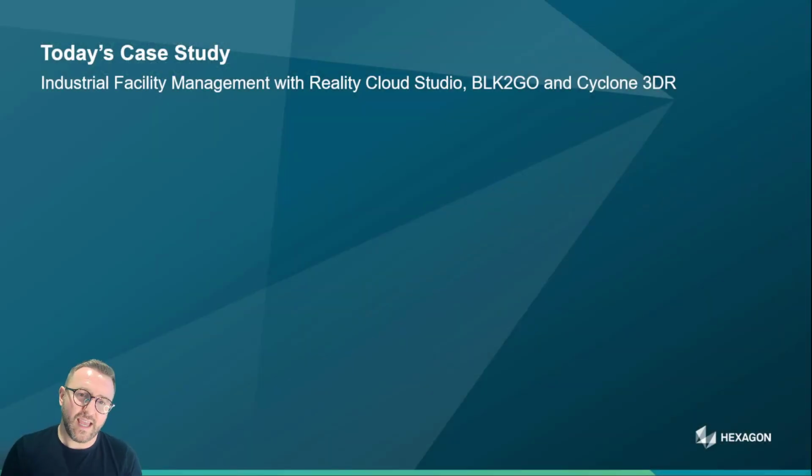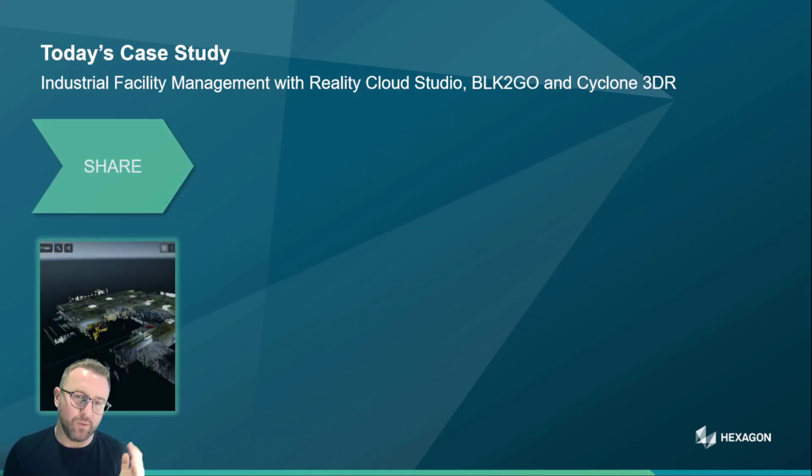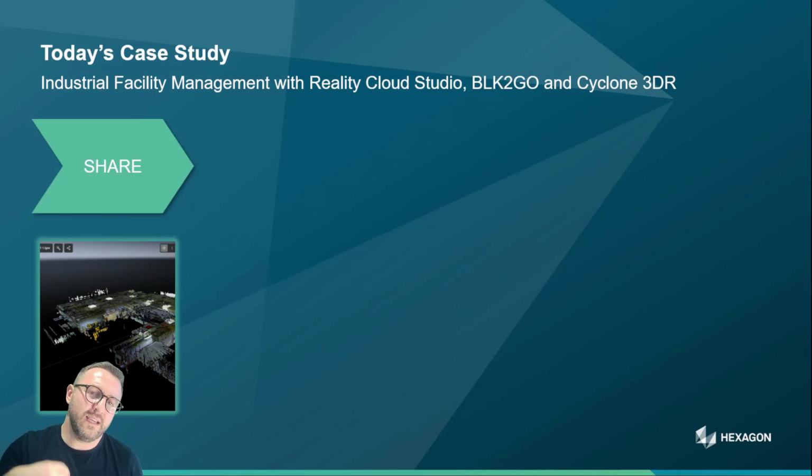Okay, so today's case study, we're looking at an industrial facility management use case combining Reality Cloud Studio, the Leica BLK2GO, and Leica Cyclone 3DR. So obviously we're going to go through that process of talking about the BLK2GO. You already see the videos of Johnny walking around and collecting the content for this particular project. And we're going to make the assumption that he is sending that data from the field to the cloud to be processed in Reality Cloud Studio.